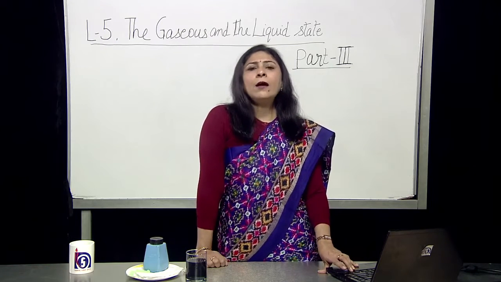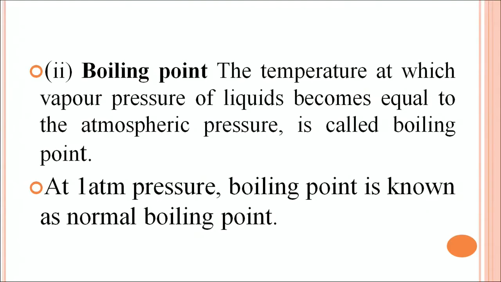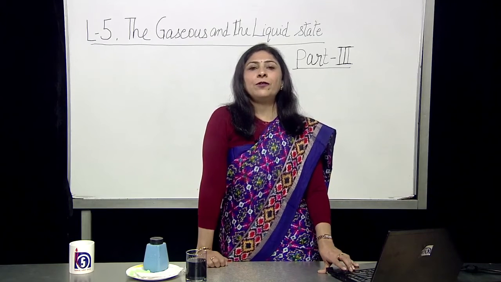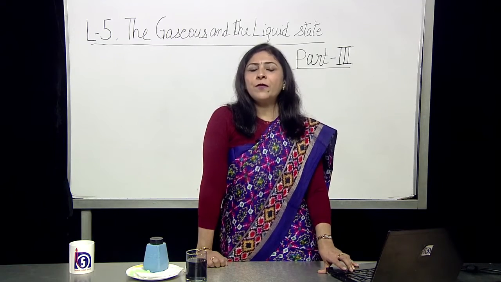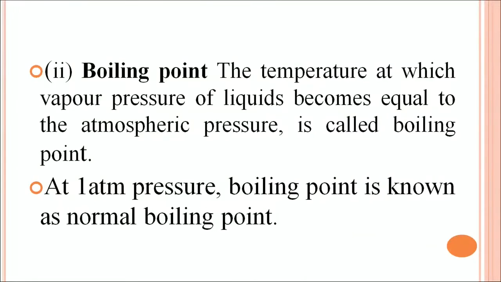Then here comes one term, boiling point. The temperature at which the vapor pressure of the liquid becomes equal to the atmospheric pressure is called the boiling point. You have seen what vapor pressure is: just the pressure applied on the liquid surface. Now, when this vapor pressure becomes equivalent to the atmospheric pressure, at that particular temperature, the liquid starts boiling, like water. At 1 atmospheric pressure, the boiling point is known as its normal boiling point.